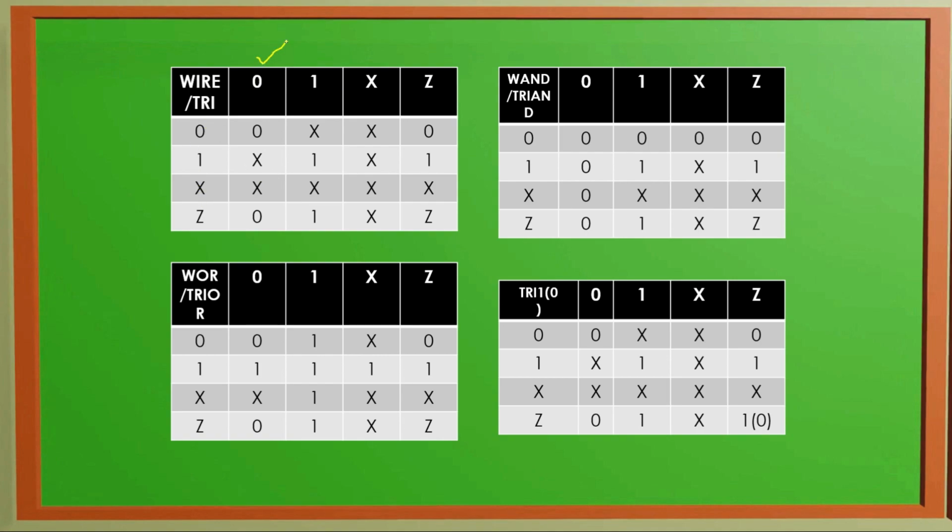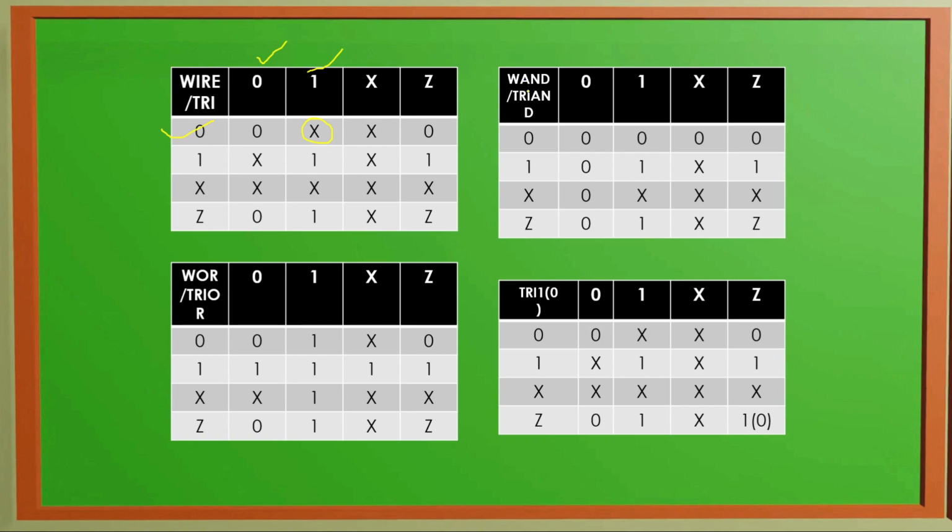So if on the wire there is a 0 value and this one is also 0, it will give 0. If the wire has 1 but this tri line has 0, then there will be an unknown condition. If we get x here and 0 here, it will become x. For this z and this 0, it will become 0.